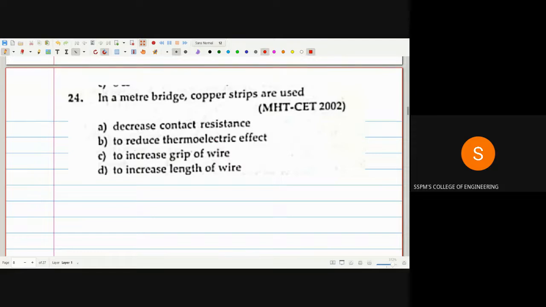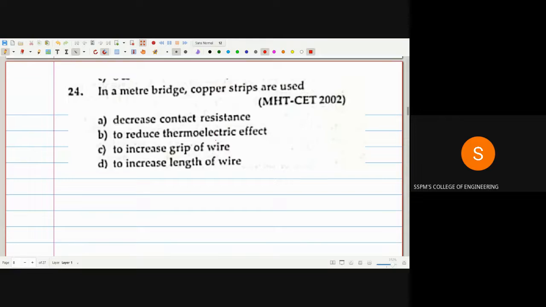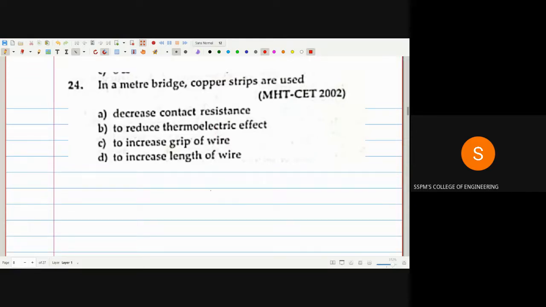इथे बघा, in the meter bridge the copper strips are used. आता हे पूर्ण theoretical question आहे. जनरली in the bridge circuit, तुम्हाला ब्रिज सर्किट माहित असेल, Wheatstone bridge. बघा इथे रेजिस्टन्स कनेक्ट करतात आणि इथे कॉपर स्ट्रिप्स असते इथे अशी. The unknown resistance is connected over here.